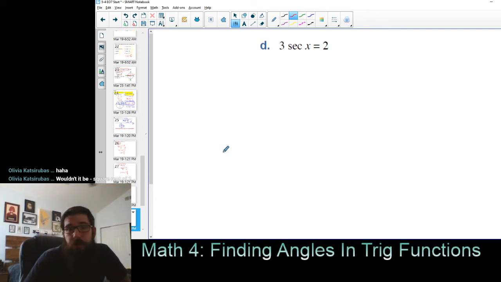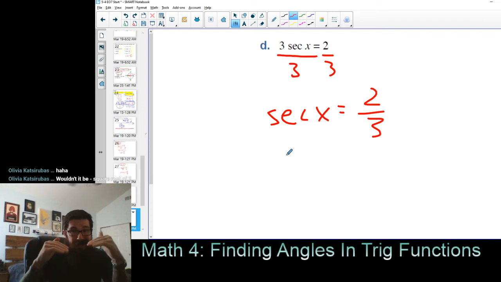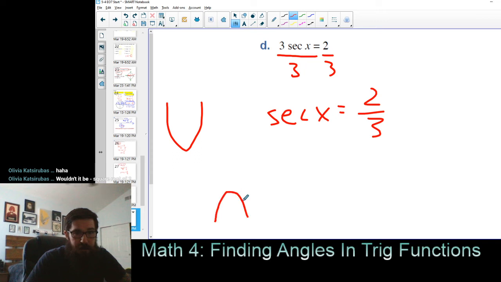Okay. Could this equation have an answer? If I were to divide both sides, secant of x is 2/3. It's not a known unit circle value, but can secant be equal to 2/3? No. That's the range that it can't. Where cosine exists between 1 and negative 1, secant does not exist. My secant graph is going to look like one of these guys, and 2/3 is going to be right here in the middle. Not going to work.